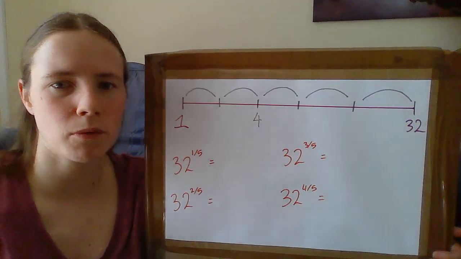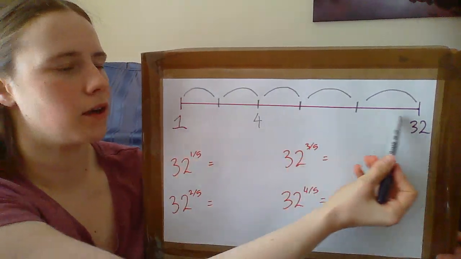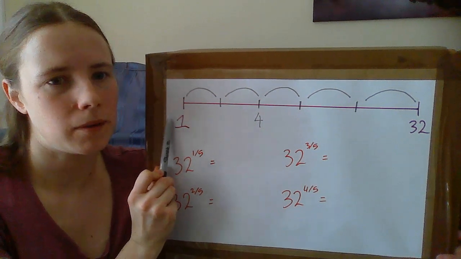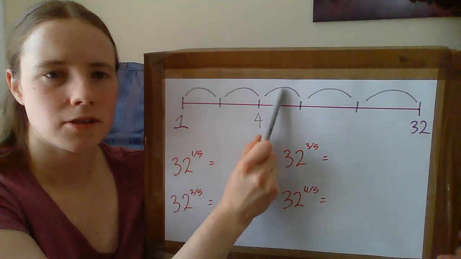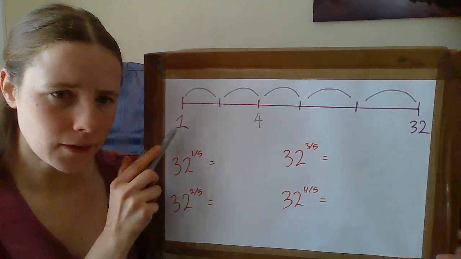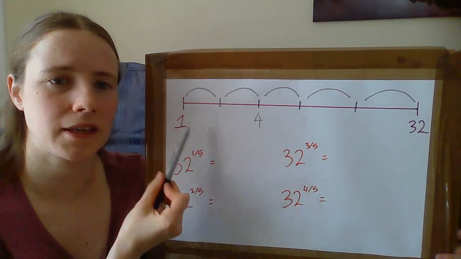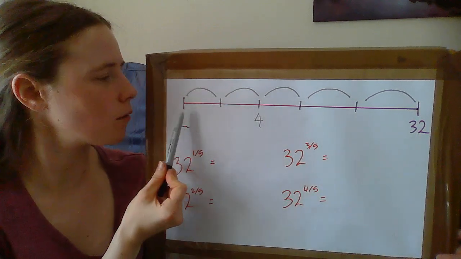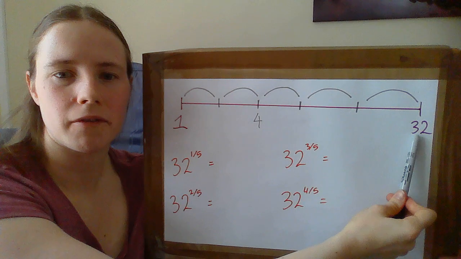So to start off with, I've got a number line, but it's not the kind of number line that you might be used to seeing. This number line you have to multiply to go along the jumps. I start with a 1. We always start with a 1 with this type of number line, because if you start with 0, when you multiply, you're never going to leave 0. So we start with a 1, and I've got 32 at the other end.